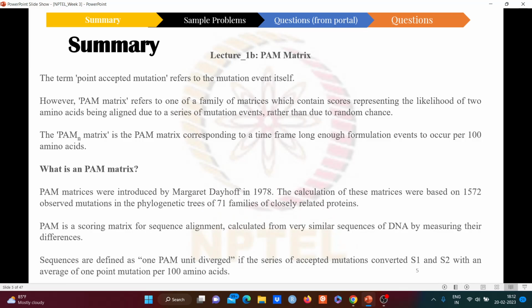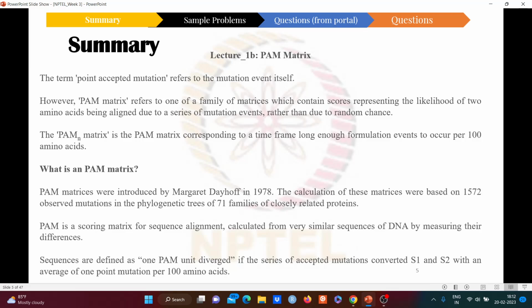So the PAM mutation matrix is a matrix used in bioinformatics to quantify the evolutionary distance between two protein sequences. It is used in sequence alignment algorithms to score the likelihood of different possible alignments between two sequences. These matrices are constructed using a statistical analysis of a large number of closely related protein sequences.